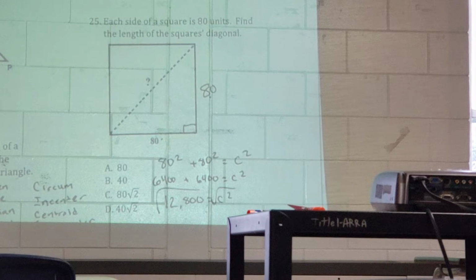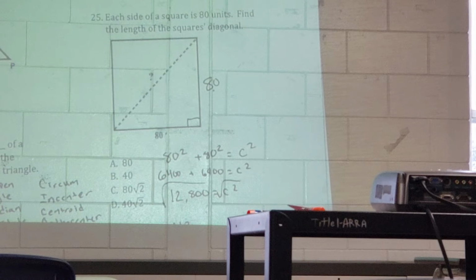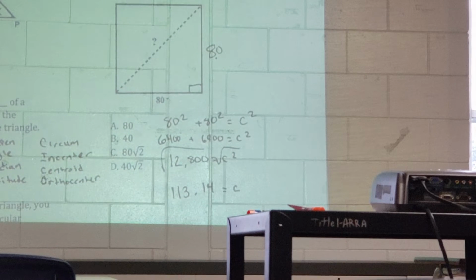And remember I told you earlier there's a nice trick because we're going to get 113.14 here is equal to c. Well, I need to figure out what number matches over here. Well, we know it's not 80 or 40 because those are nice whole numbers.